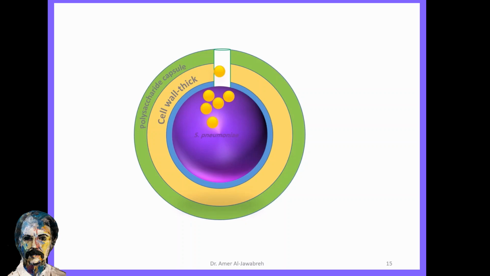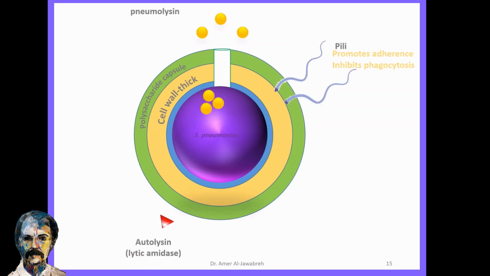So these are pore-forming toxins. Pneumolysin activates complement, suppresses oxidative burst, evades the immune system, and lyses RBCs. Autolysin, lytic amidase, causes cell lysis. Pili. This makes the bacteria maybe move faster. Yes? It promotes adherence and inhibits phagocytosis. Again, it's like the capsule.